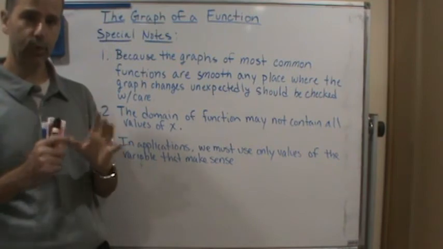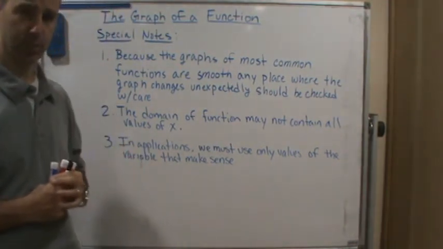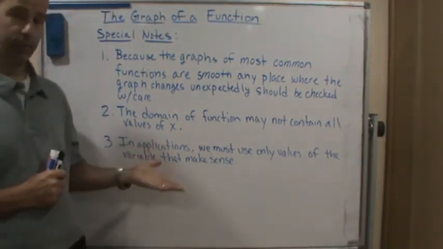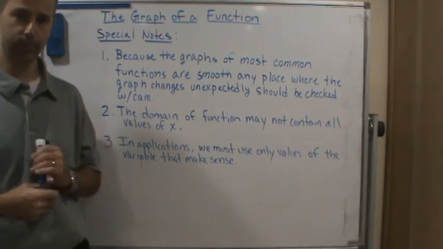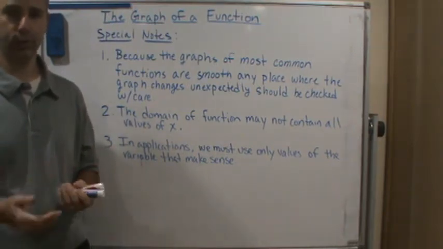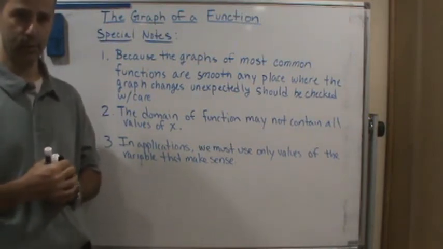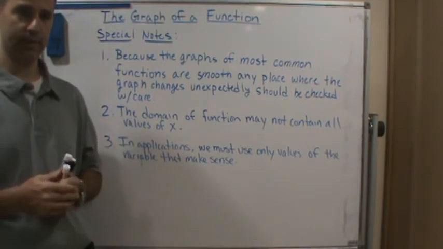So remember those restrictions. And then three is in application problems, we only want to use values of the variables that make sense within the context of the problem. Okay? So for example, when you're talking about time, we don't use negative values of time usually. When we're talking about distance, we don't use negative values for distance.